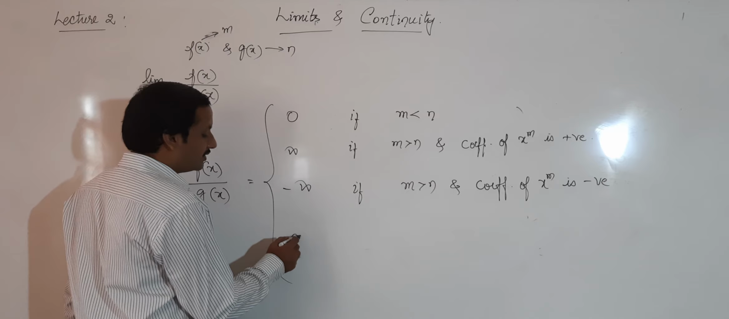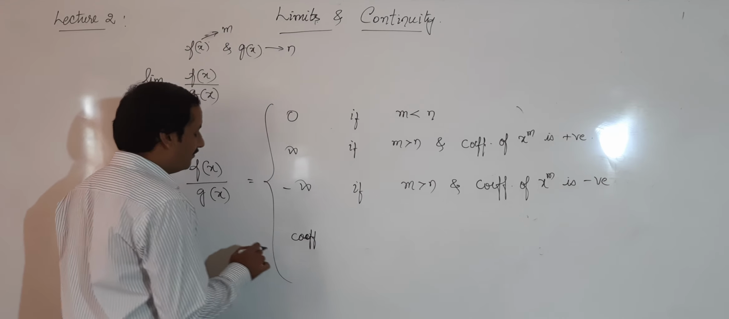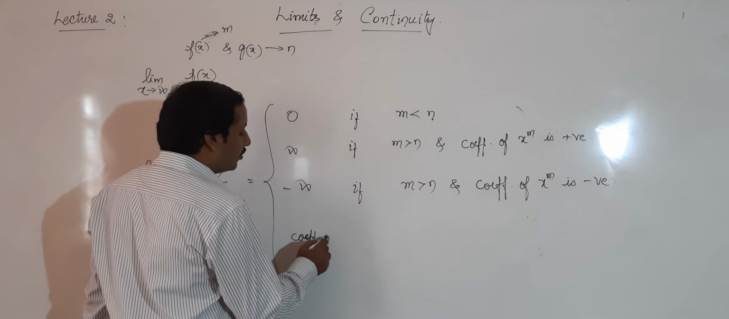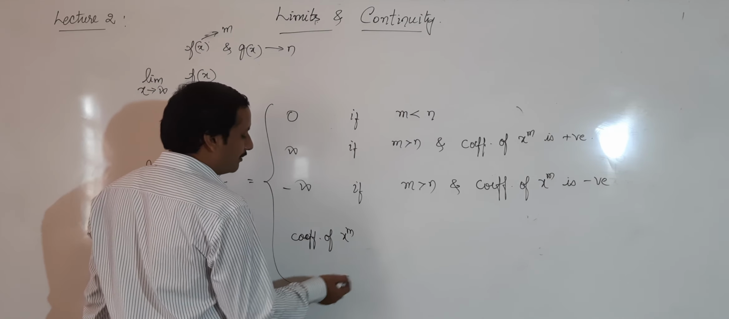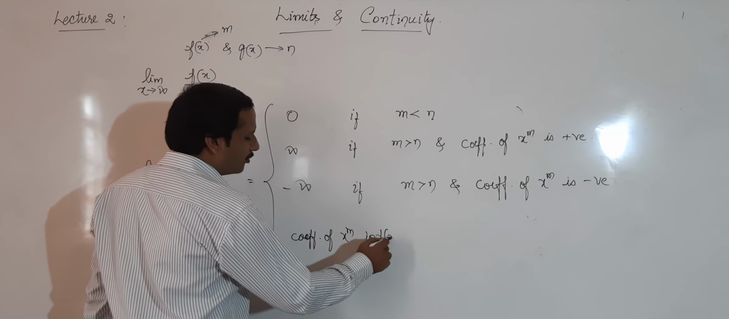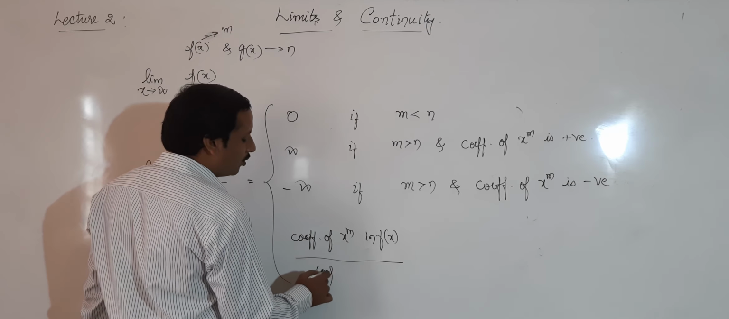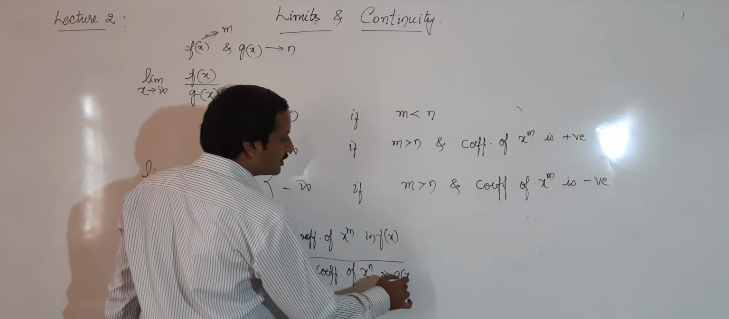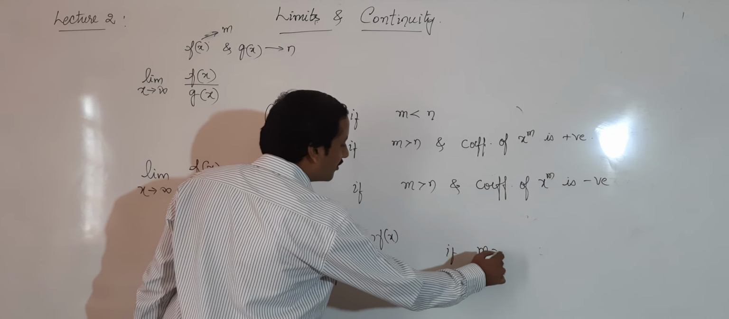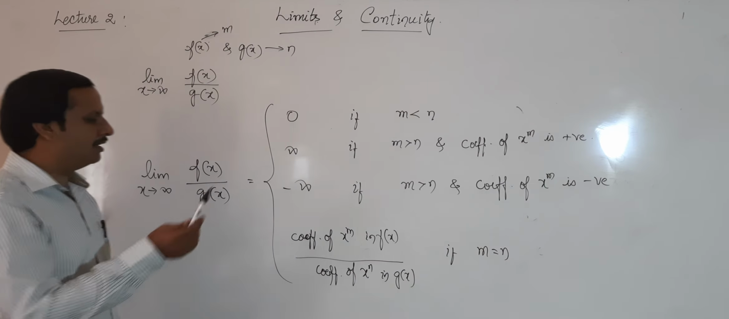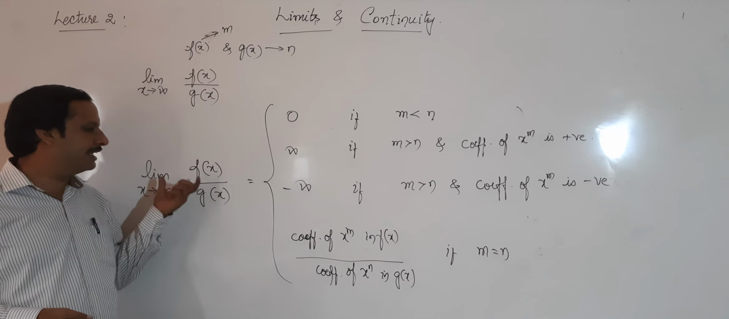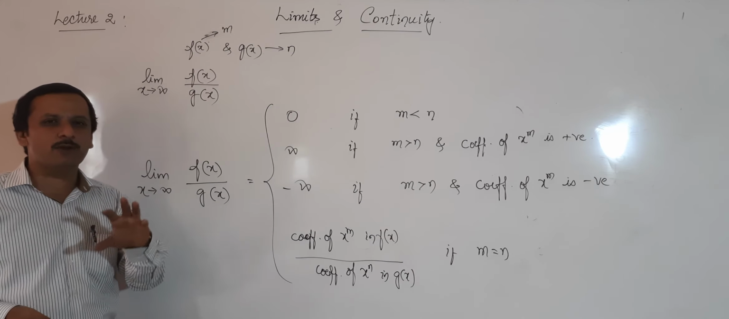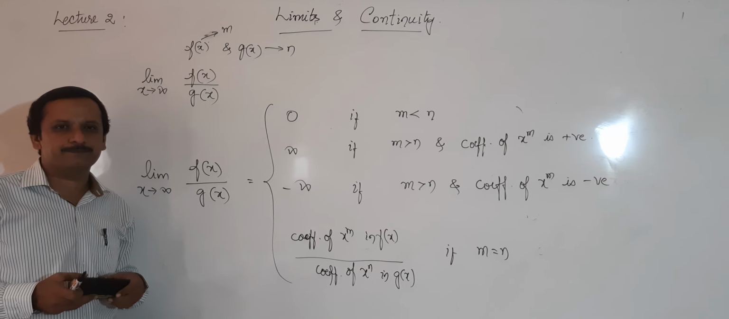See, when they are equal, what happens? When they are equal, both are of the same degree, so m is equal to n. Then the answer is the coefficient of x power m in f of x in the numerator divided by the coefficient of x power n in g of x. You remember this formula. If you can remember it, then for any problem of this kind, just by looking at it, you can directly write the answer.